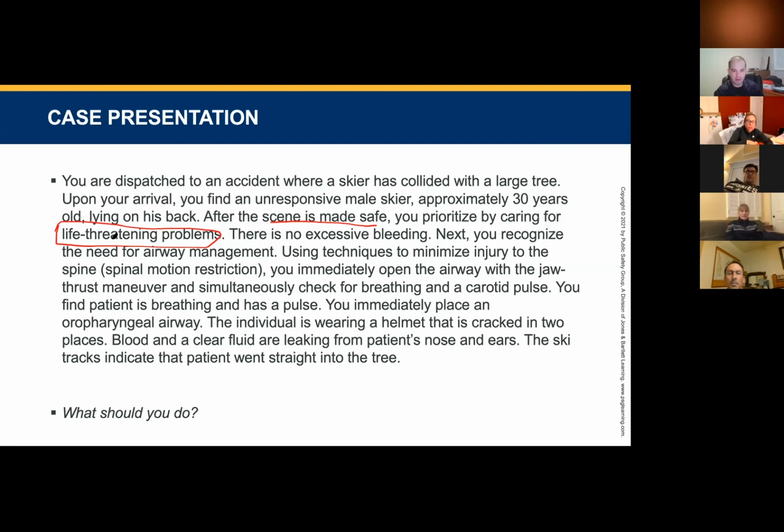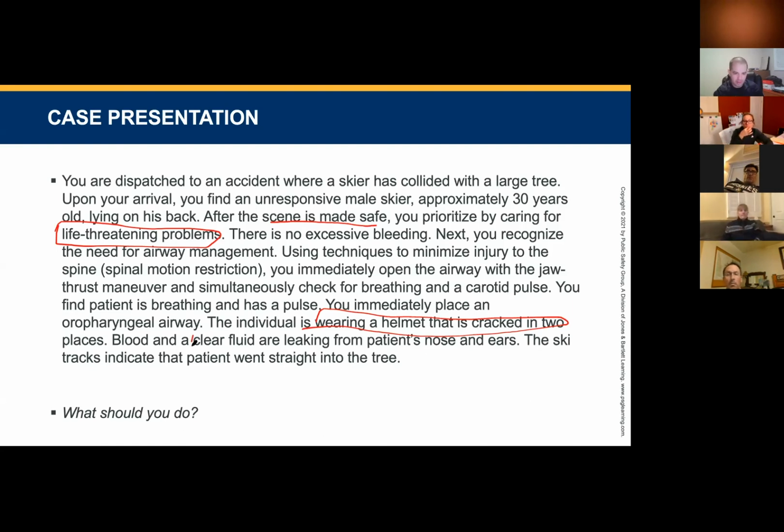And then you see that he's wearing a helmet that is cracked in 2 places. What does this tell you with the helmet that is cracked? That's a huge hit. Absolutely. So think high speed impact. He's got deceleration trauma. Absolutely. High speed impact. So, think about what's happening underneath, right? Think about the trauma. Think about the effects on the brain that is happening underneath that helmet. And so we see here that blood and clear fluid are leaking from the patient's nose.